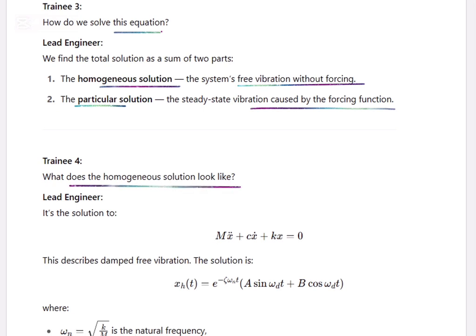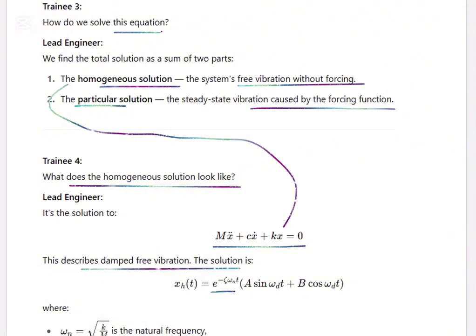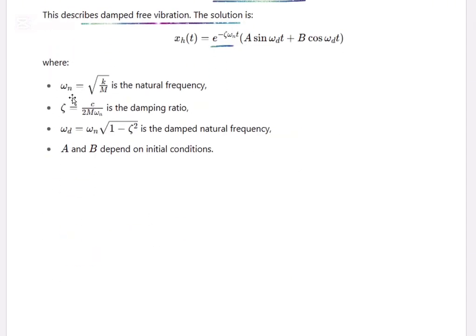What does a homogeneous solution look like? It looks like free vibration. This describes damped free vibration and is a solution. Omega is the natural frequency, eta is the damping ratio, and the damped frequency follows from them. A and B depend on initial conditions.